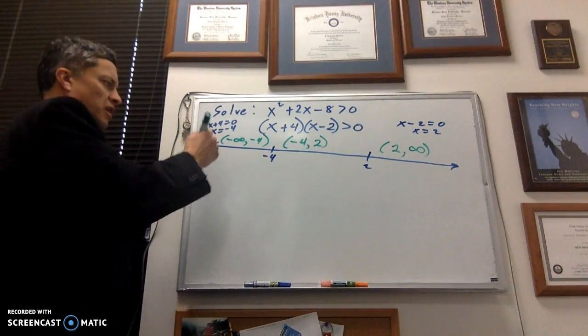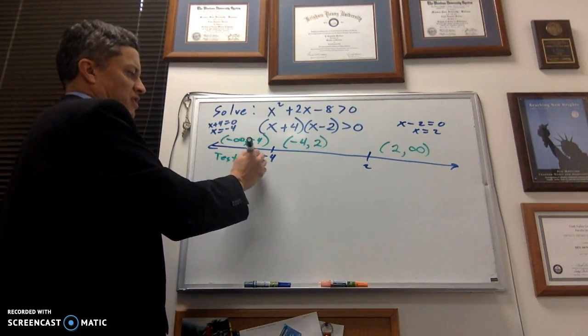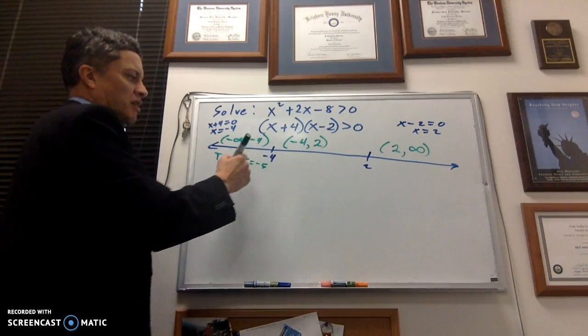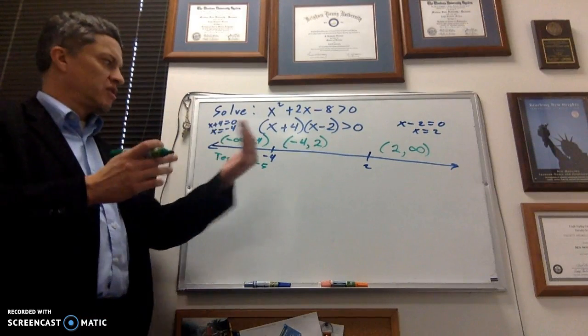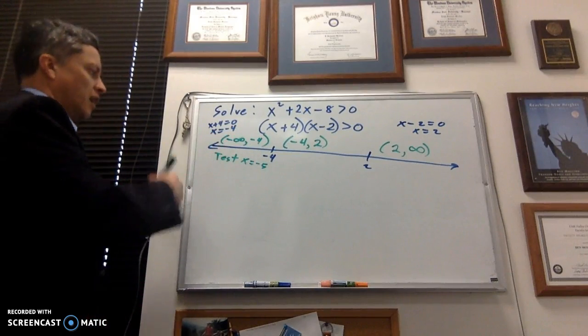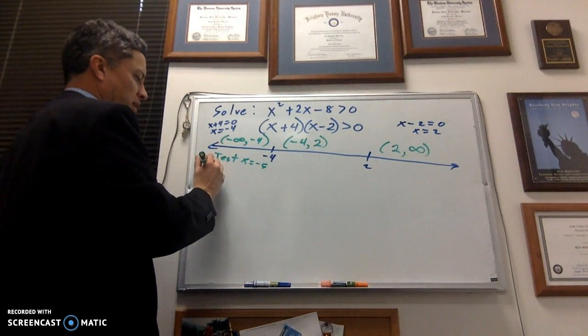So the first interval, I'm going to test a point inside that interval. Let's test, say, x equals negative 5. Okay. I don't want to test negative 4 because that's on the boundary of this interval. So I'll test a point right inside this guy. Alright, so I'll plug it in to either one of these. I like to plug it in the factored form myself.